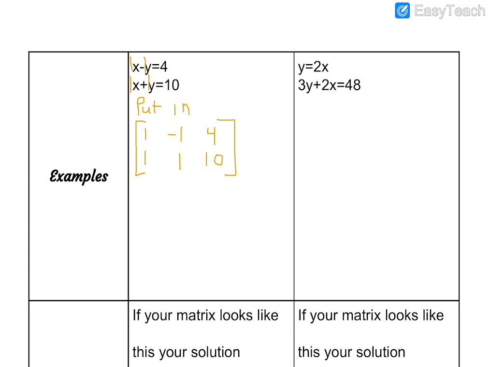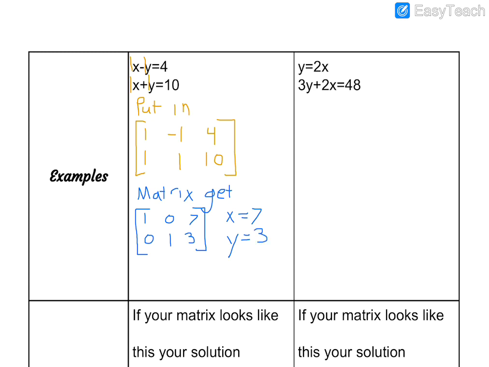Alright, and then whatever method you're using, if you're using the calculator in class, if you're using the online matrix that I've put in your link in Google Classroom, this is the matrix you're going to get out. You're going to get a matrix that looks like 1, 0, 7, 0, 1, 3. Alright, so what this means is x is equal to 7, y is equal to 3.